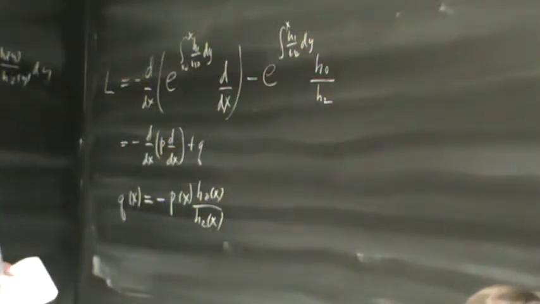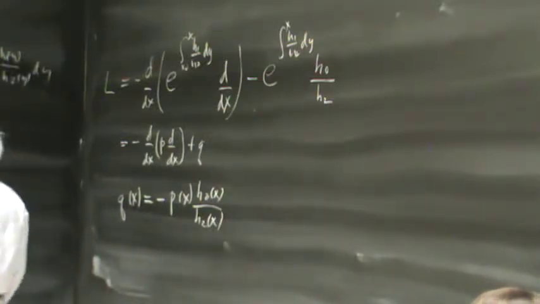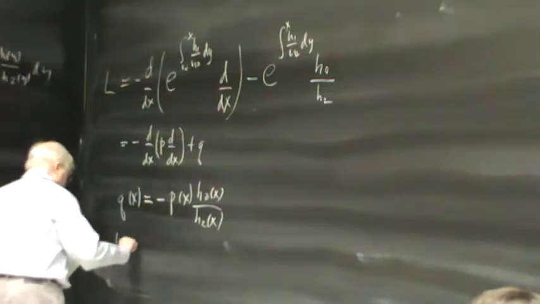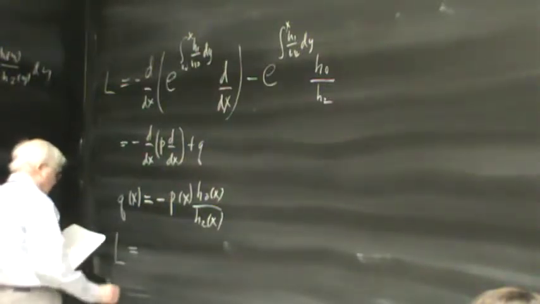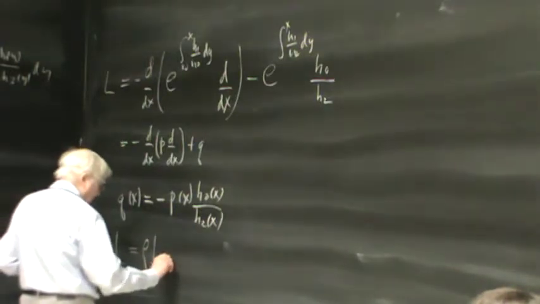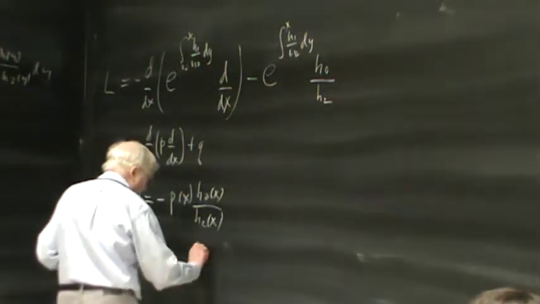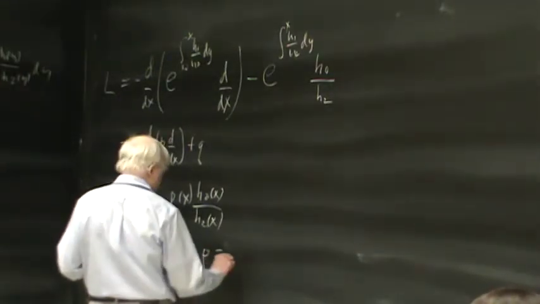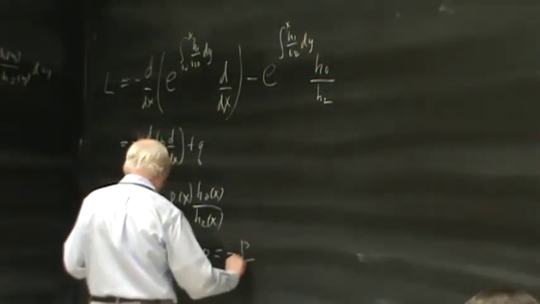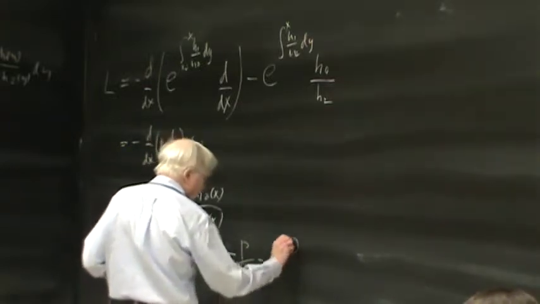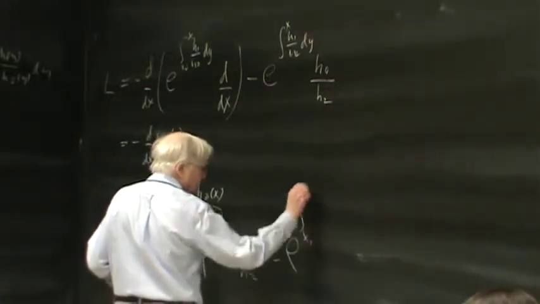Okay, so what we do then to convert L0 to L is actually kind of simple. It's that L is equal to rho times L0, where rho is minus p over h2, which is to say minus an integral from some x0 to x.